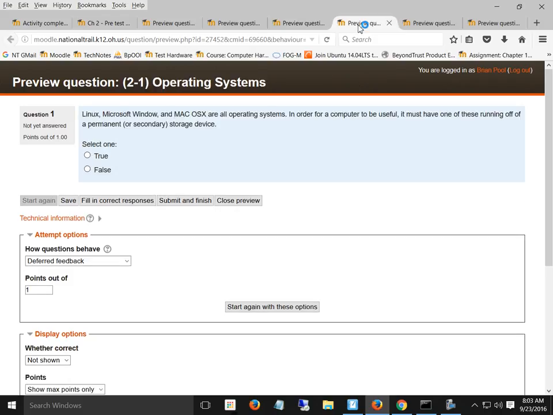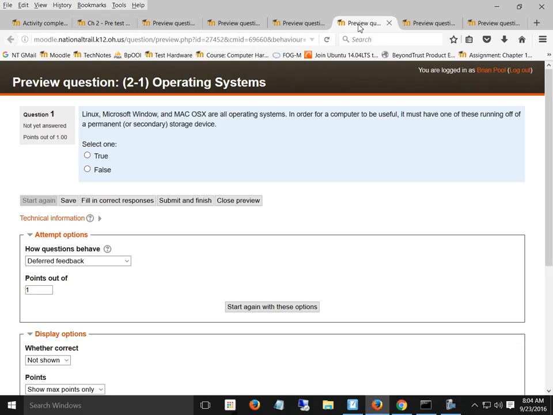Okay, Linux, Microsoft Windows, I don't know how anybody got this wrong. Anyway, Linux, Microsoft Windows, and Mac OS X are all operating systems. In order for a computer to be useful, it must have one of these running off of a permanent or secondary storage device. Okay, without question, it's true.